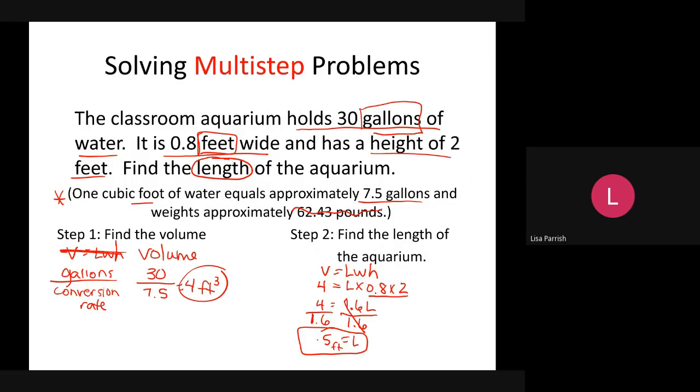Two's kind of in the decimal or up a little high. It looks kind of unusual. So 2 5/10 feet would be the length of the aquarium. Okay, this is a multi-step problem. That means you've got to do more than one thing. Okay, so again, before we could find the missing measurement, we had to convert the gallons into feet.